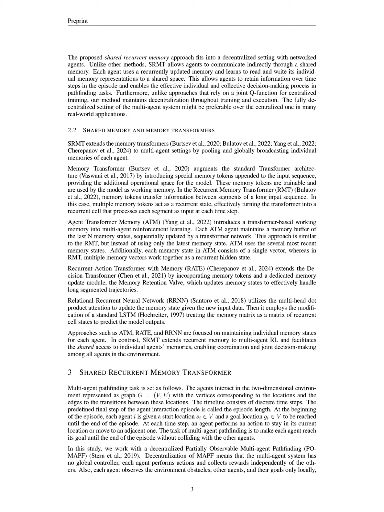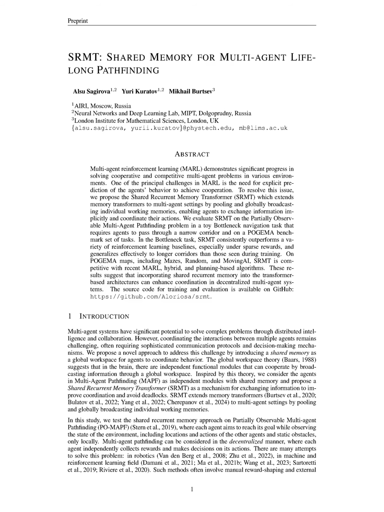For instance, if Agent 1 observes that Agent 2 is approaching the corridor, it can retain this information in its memory and decide to wait instead of moving forward, thus avoiding a collision. This coordination, facilitated by shared memory, enables both agents to reach their goals efficiently, demonstrating SRMT's effectiveness in managing interactions in decentralized multi-agent pathfinding tasks.